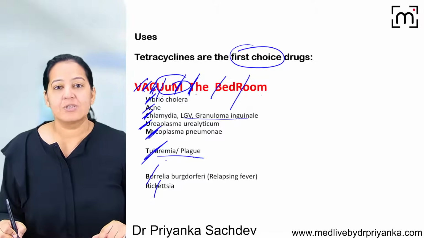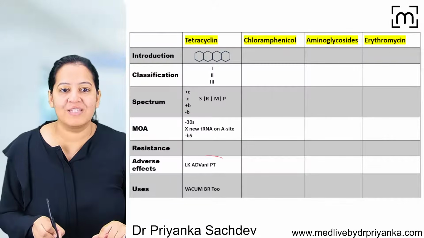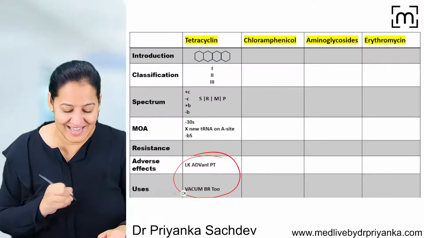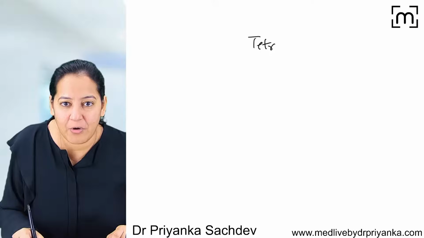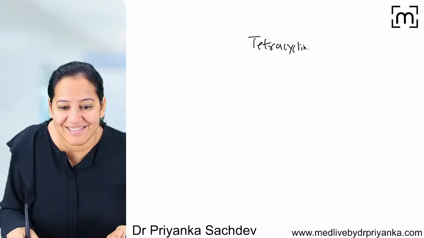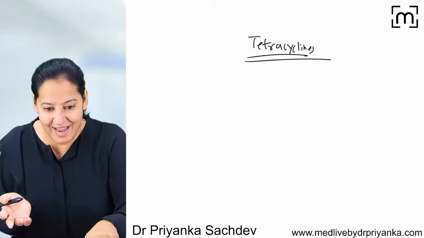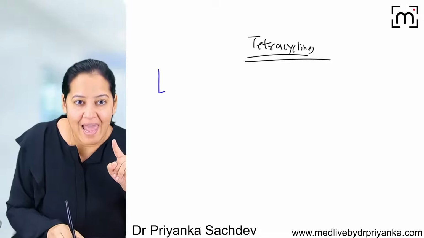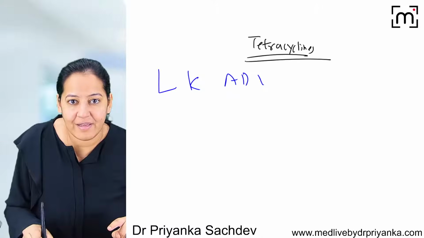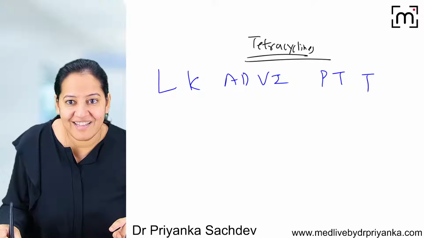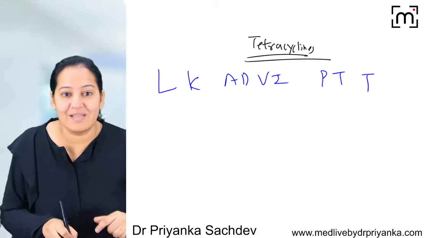Try to say. So, can you tell me both things together? Adverse effects and uses. Can you tell me together? Tell me the adverse effects. We are talking about tetracycline, by the way. Don't forget that. Tell me the adverse effects. Try to say LK Advi, PT teacher. Okay. And tell me the uses.